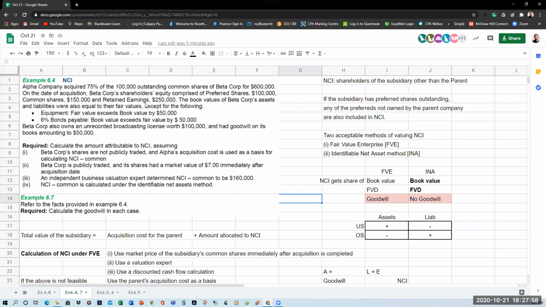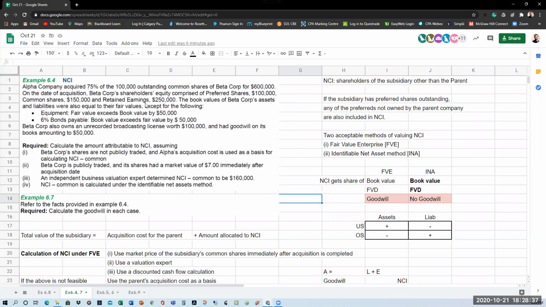So in this scenario, we have to be a bit mindful and a bit assertive. If there is any existing goodwill on the books of Beta Corp, the company that was taken over, then that goodwill is assumed to have been charged against its retained earnings. So you want to subtract the existing goodwill in the books of Beta against retained earnings. All right. So we'll come back to this again. I'll try to explain it again in case you didn't get it the first time.